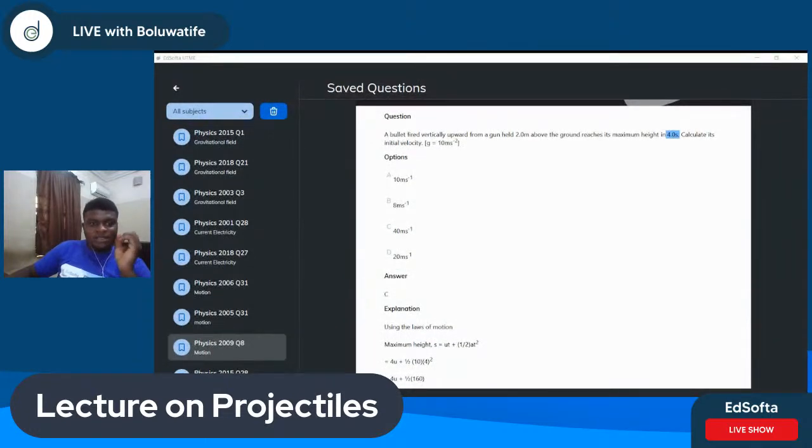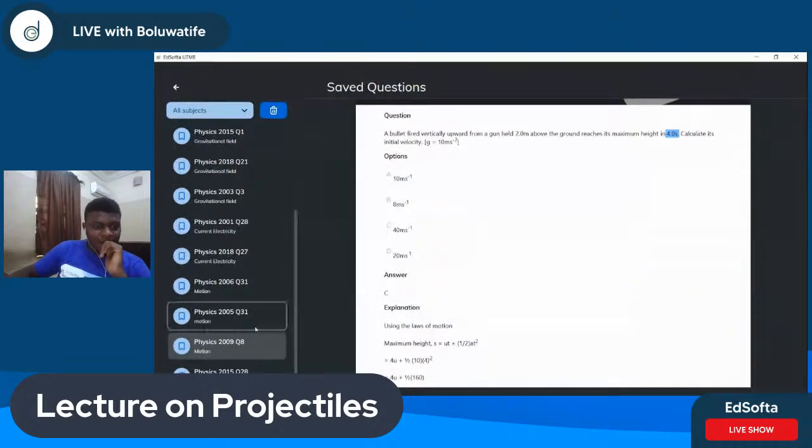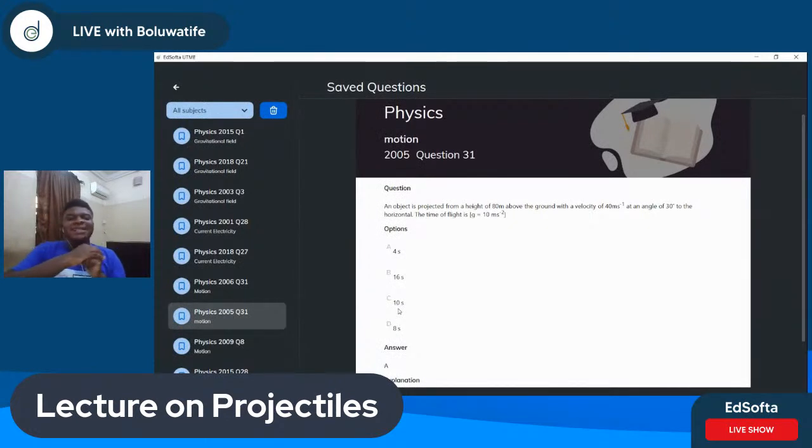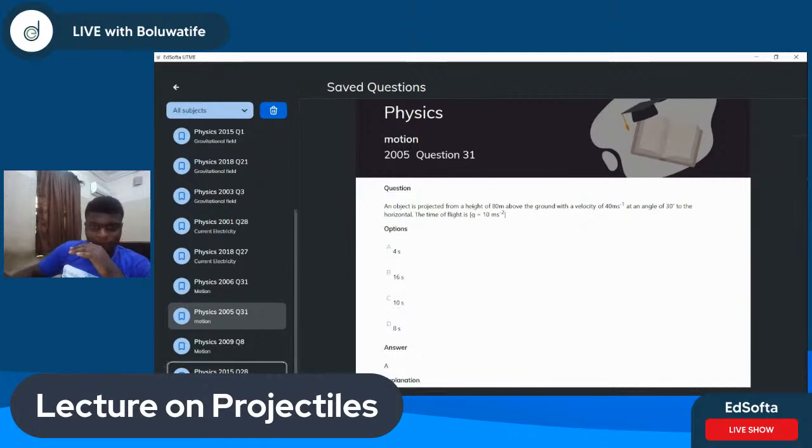I hope that makes sense. Okay, so one more question before we call it a day. Now look at this. It says an object is projected from a height of 80 meters above the ground with a velocity of 40 meters per second at an angle of 30 degrees to the horizontal. If you calculate the time of flight, it's pretty simple actually.